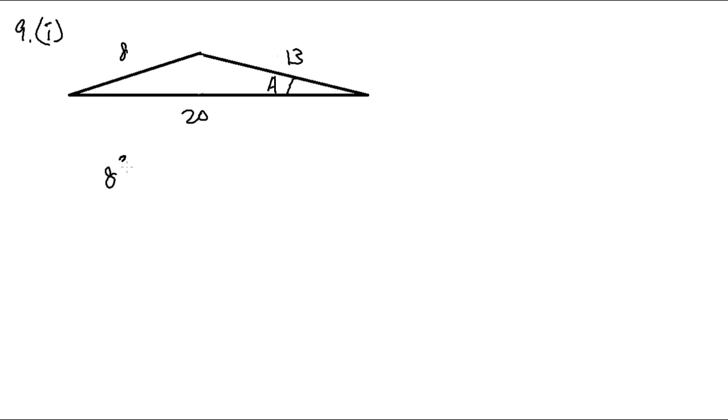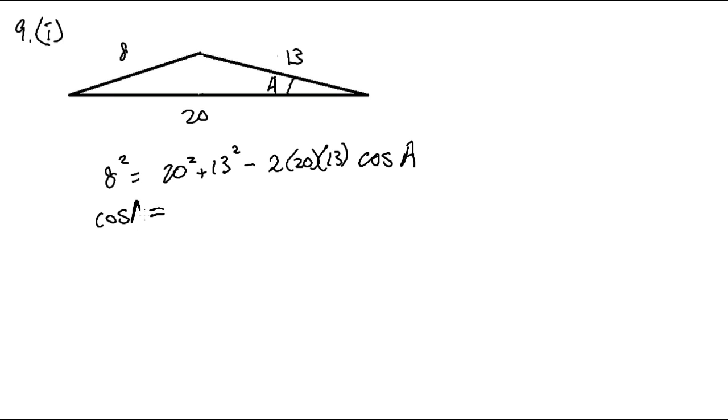So 8 squared is equal to 20 squared plus 13 squared, subtract 2 lots of 20 times 13 cosine of A. By rearranging, we can find cosine A. So 2 times 20 times 13 cosine A is equal to 20 squared plus 13 squared, which is 169, I believe. Yes. 169 subtracted by 8 squared, 64.